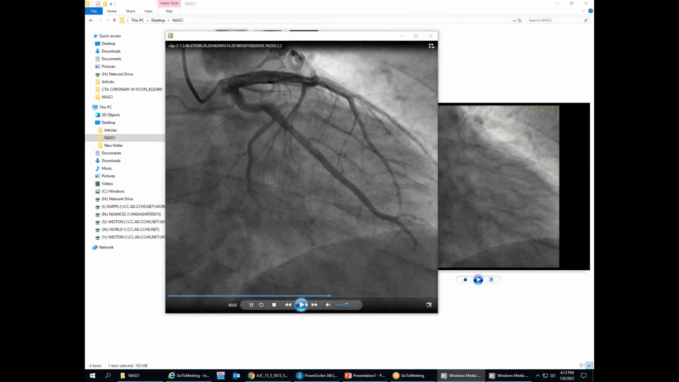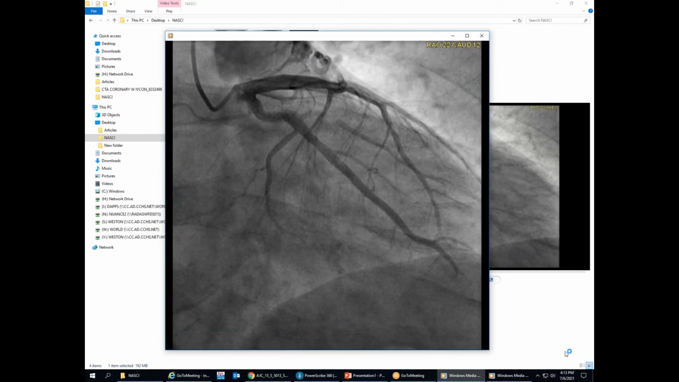So can I ask a quick question? Yeah, go ahead. So the Vieussens ring, that's a connection between the conus and the LAD, but that does not normally have that fistula, is that correct? Correct. Yeah. So it's a known collateral pathway between the two systems, but it typically does not have the fistula to the pulmonary artery. Correct. Thank you.